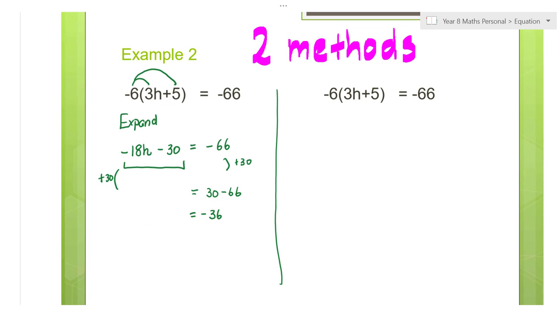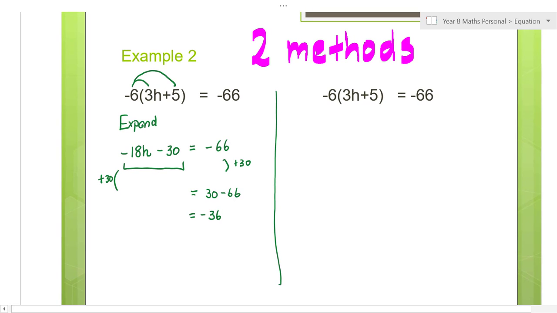Okay, so 30 minus, so we've got minus 36, and you can see there I've cancelled out that 30 on the left-hand side. We've got minus 18h. So as you can see there, what's the last step? We're dividing by negative 18, that's right, dividing by negative 18. Now that's just going to leave me with h is equal to, what's my answer there? H is equal to 2. Okay, and just once again, that's one method, expanding. It's always going to work when you expand.